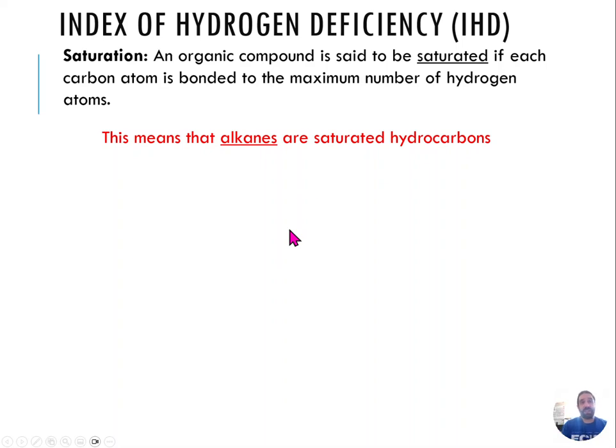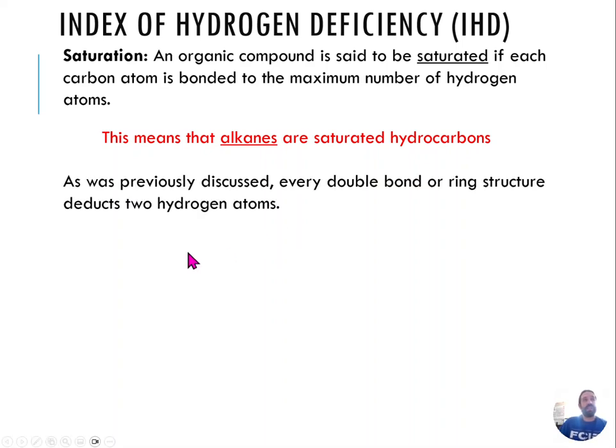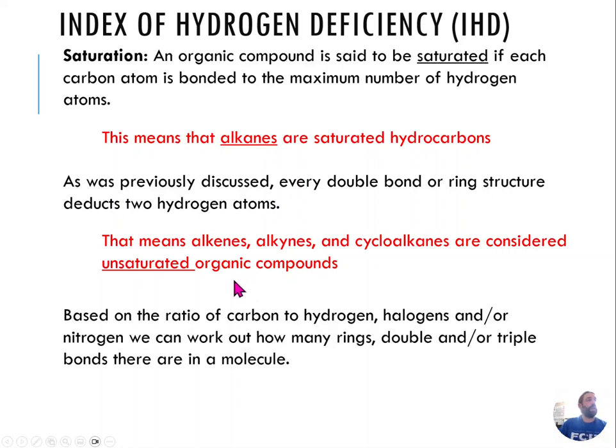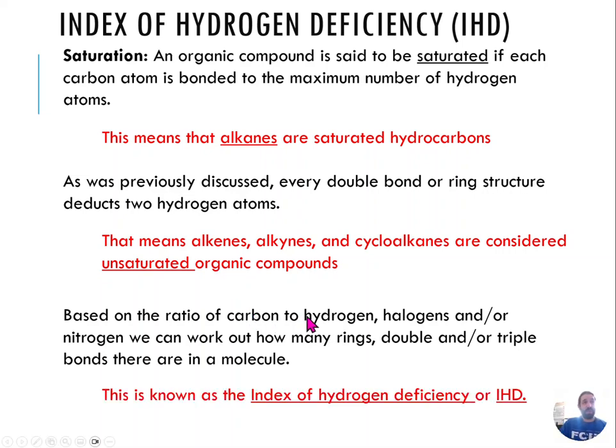So alkanes are considered saturated hydrocarbons, but since when we add double bonds, triple bonds, or make ring structures, we have to deduct hydrogen atoms, alkenes, alkynes, cycloalkanes, and all the functional group containing compounds are considered to be unsaturated organic compounds, well, with the exception of the ether. All right, so based on the ratio of carbon to hydrogen, the number of carbons to halogens, we can work out how many single or how many double bonds, triple bonds, and or ring structures we have in a molecule. That's known as the index of hydrogen deficiency.